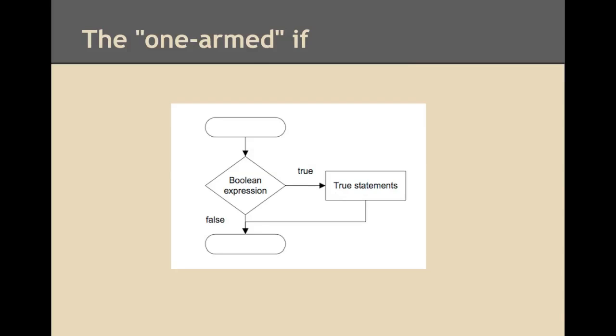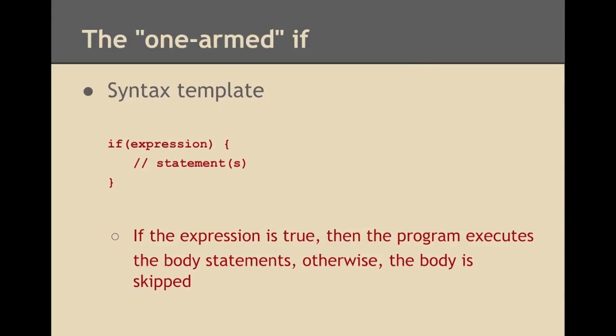Now syntactically, here's what an if statement looks like. This is just an example, so this is not code that you would write that would actually work, but it shows you the pattern that you would follow. So we have our keyword if, and then in parentheses we have some Boolean expression, something that evaluates to true or false. Then after that we have the statements that we want to be executed if that expression happens to be true. Okay? So if the expression is true, then the program executes that body of statements, otherwise that body is skipped entirely.